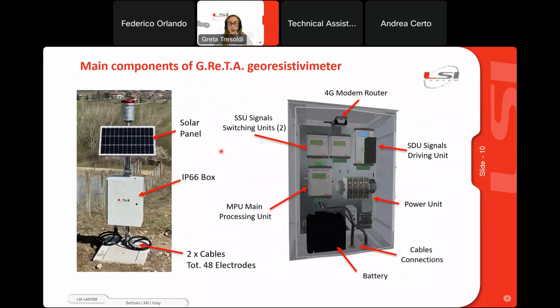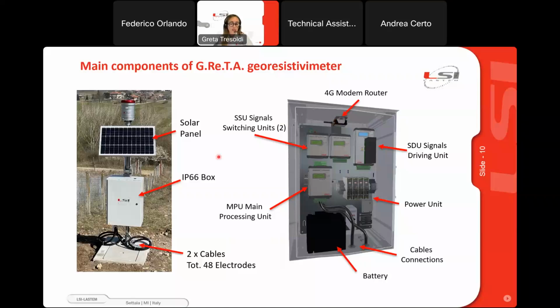Here you can see some pictures and schemes of the hardware part. The system is composed of an IP66 box, and inside the box you have different modules. This is also useful for maintenance, and you also have a battery that is charged by a solar panel if it's present. If not, you can directly plug the system into the electric grid. And then we have a modem router for the communication.